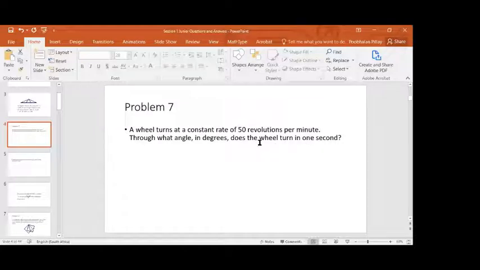So the first thing is you've got revolutions on the one hand and a minute on the other hand, and here you've got seconds. Now we know that there are 60 seconds in 1 minute. So let's translate this revolutions into seconds. You've got 50 revolutions in 1 minute, which is the same as 50 revolutions in 60 seconds.